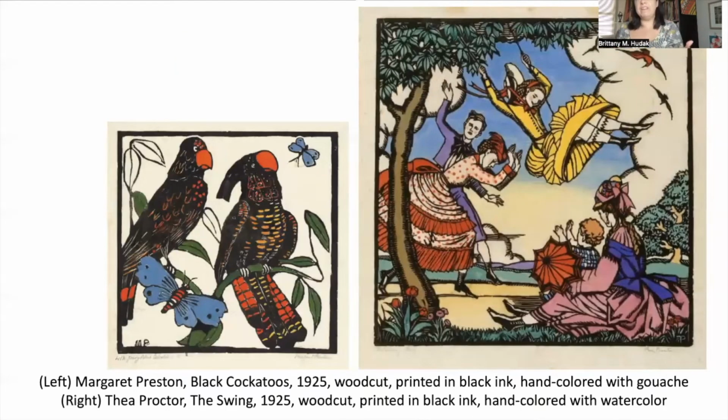And while Preston tended to focus on the wildlife, like here's two black cockatoos from 1925, and the flowers native to Australia, she became very interested in native species, native flora and fauna. But Proctor instead favored these kind of fantastical figural scenes that were weirdly out of time, out of place. They weren't based on any sort of reality.